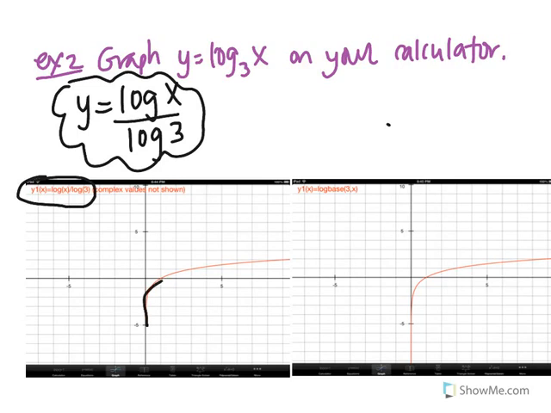Here's the graph that you get. And then if you have a calculator that can work in another base besides 10, and it is able to handle log base 3 of x just by typing it in, notice how you get the exact same graph. So either way, you get the same graph. One's just changing the base, and one would not be.